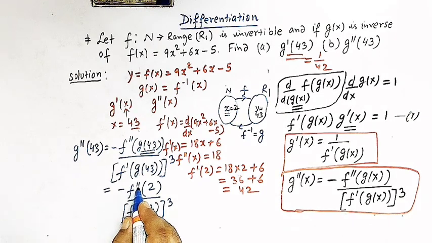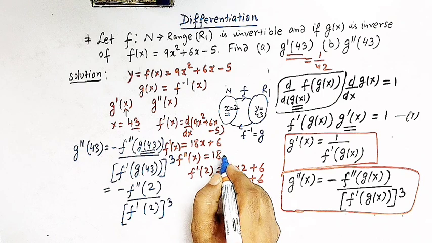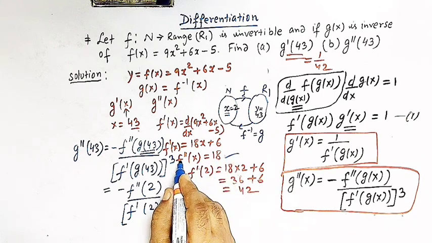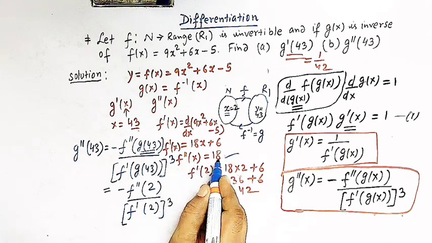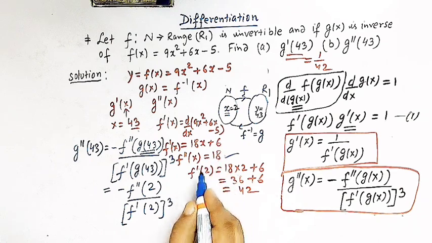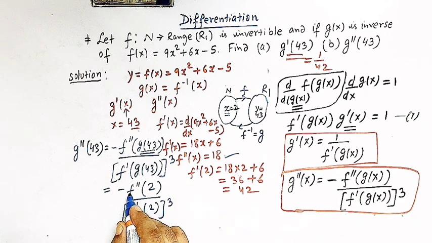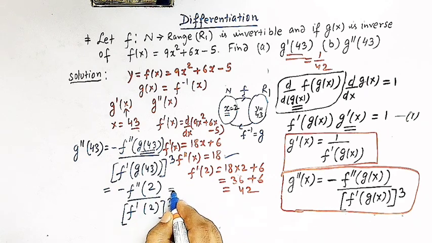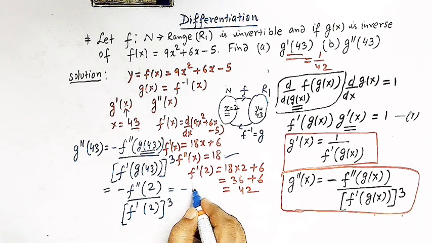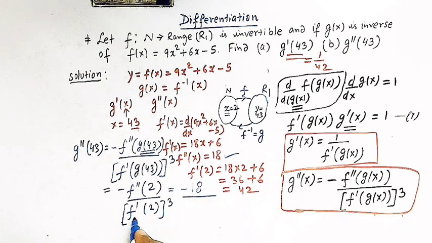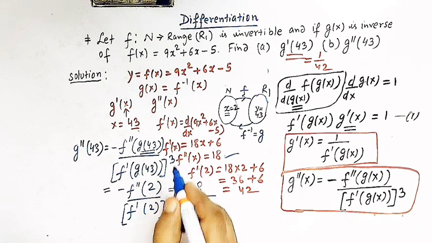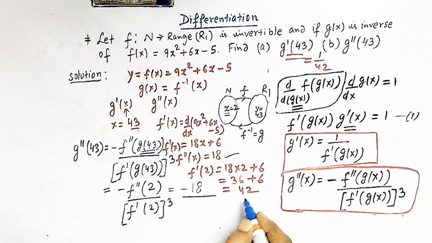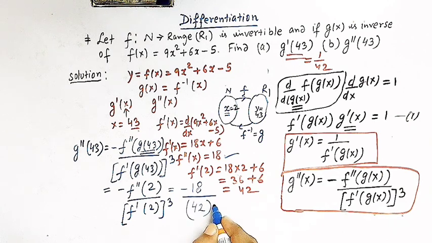So now f″(2) can be obtained from this expression. Here f″(x) is 18, which is constant. So f″(x) is independent of x. So f″(2) is simply 18. So we have −18 divided by f′(2), and f′(2) is 42. So here we have 42 cubed.